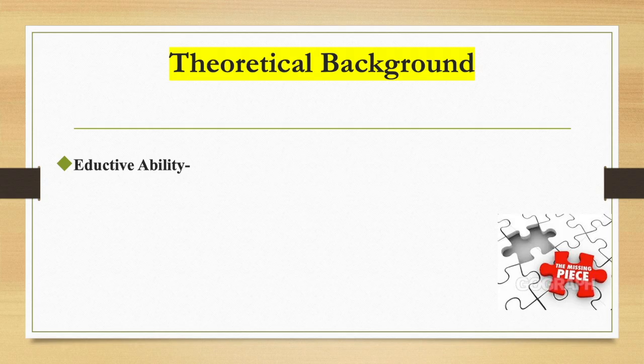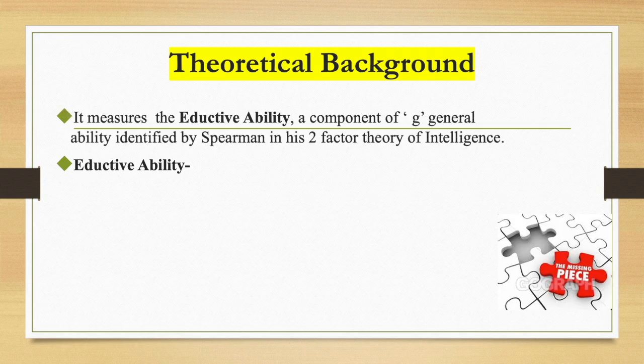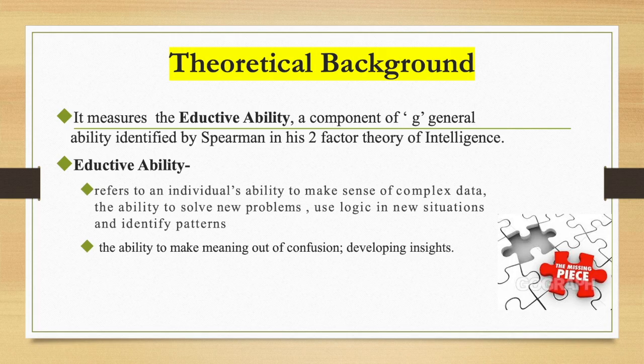Let's talk about the theoretical background of this test. Basically, this test measures the adaptive ability, a component of general G ability identified by Spearman in his two-factor theory of intelligence. Let's understand what this adaptive ability is. Basically, it refers to an individual's ability to make sense of complex data, the ability to solve new problems, use logic in new situations, and identify patterns. The ability to make meaning out of confusion, developing insights, that is what adaptive ability is.